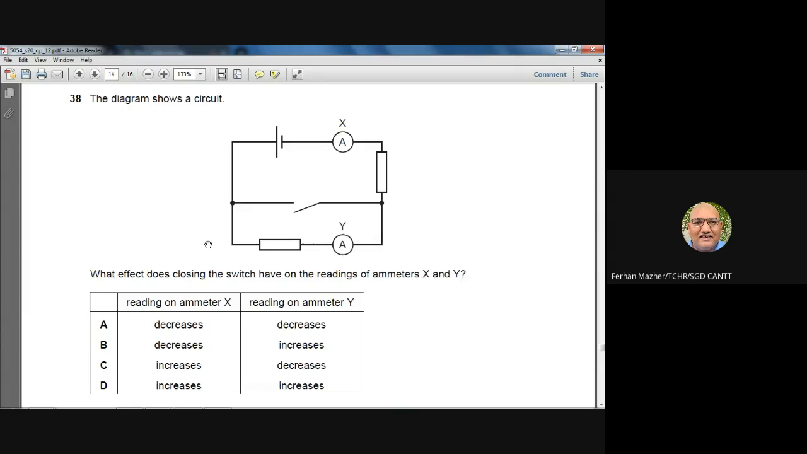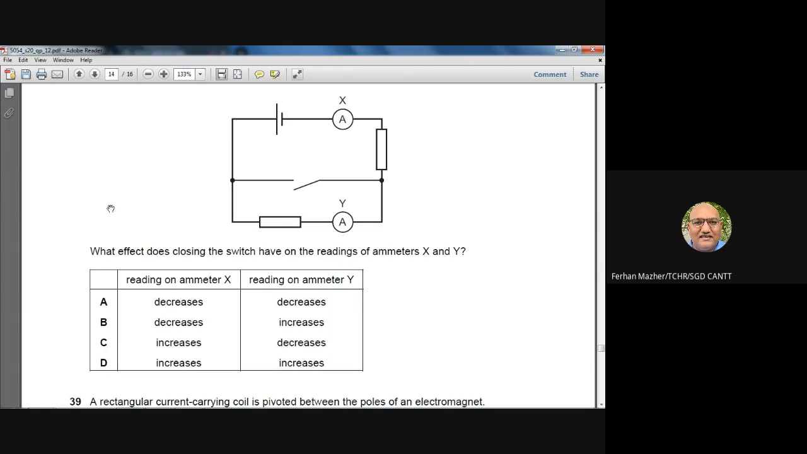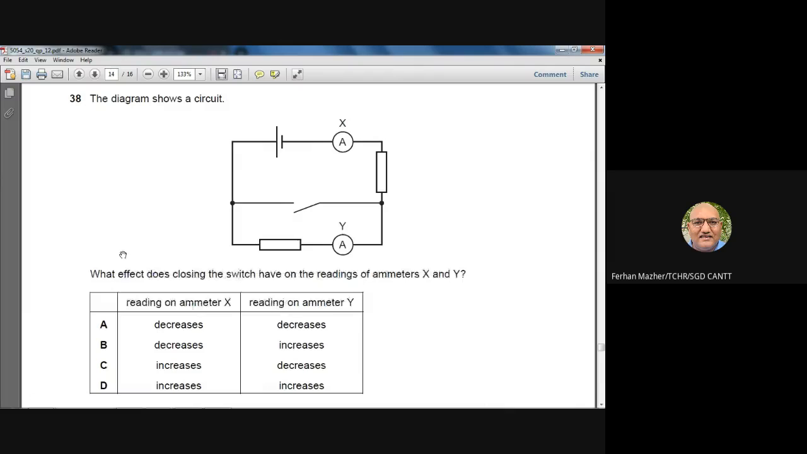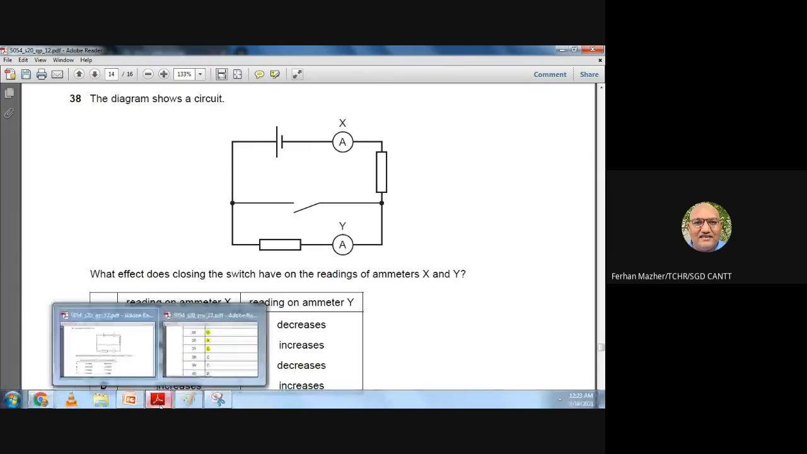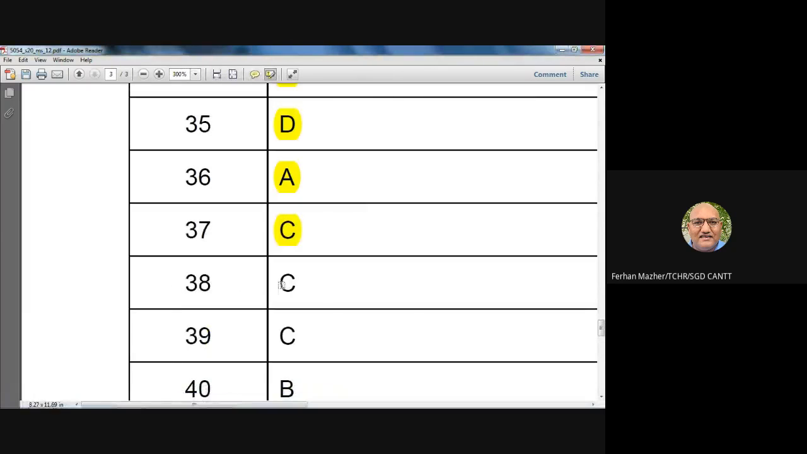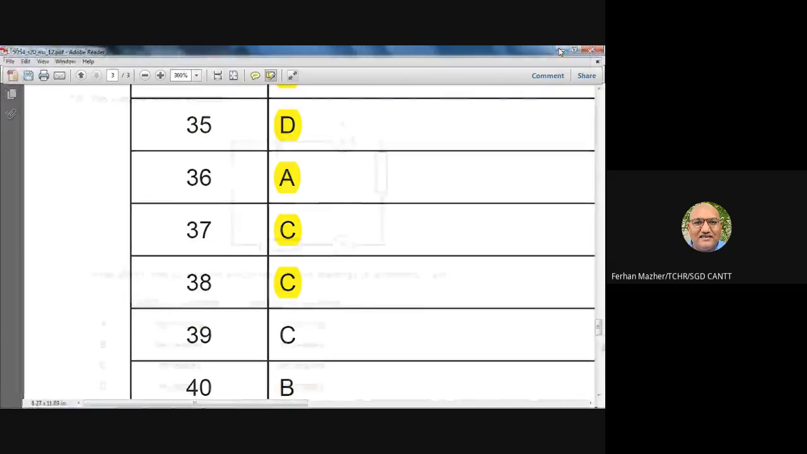So the question is very simple. What effect does closing the switch have on the reading of ammeter X and ammeter Y? The reading on the ammeter Y definitely decreases. And the reading on the X, I think, should also increase a little bit. It's a little tricky question. Question number 38, I think increase, decrease, but let me check first. Question number 38, C is the right option. That's the option which I was trying to say.